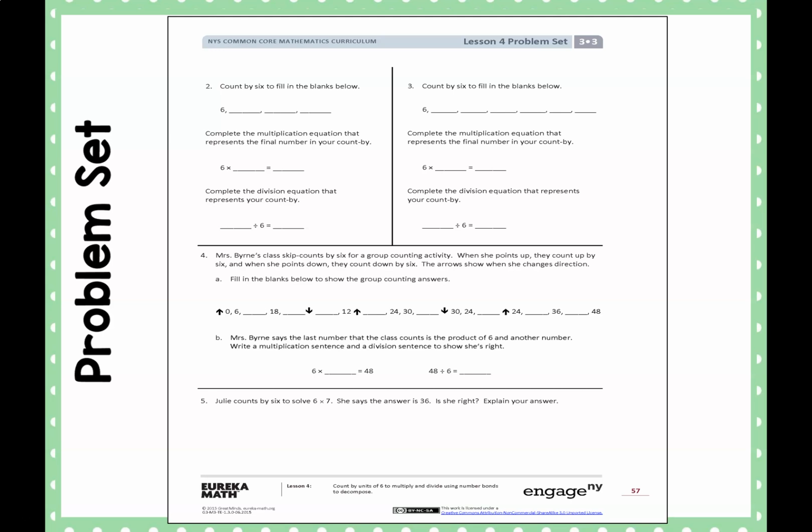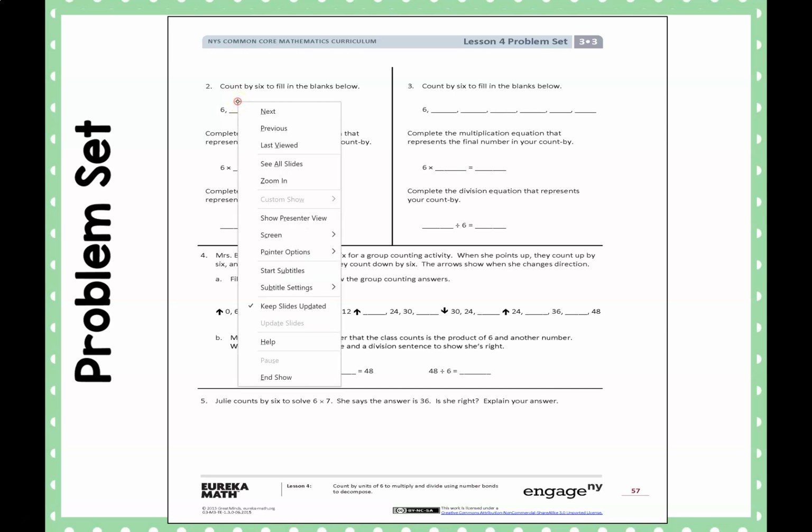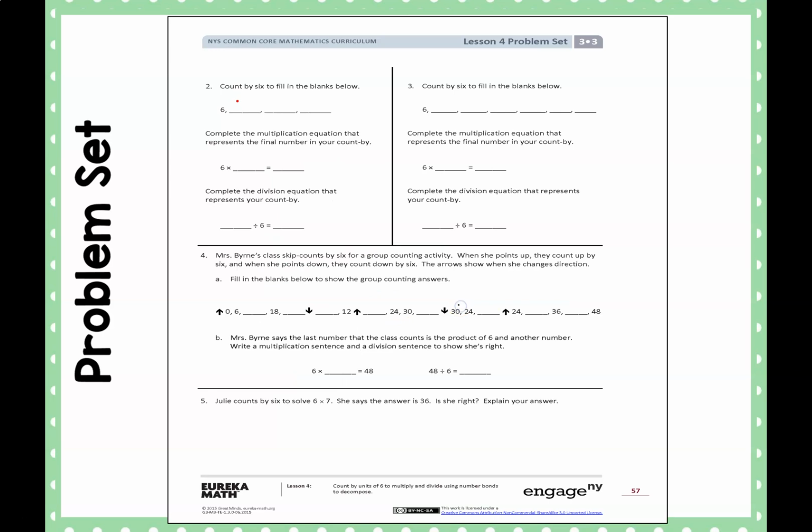Okay, so we have 6, 12, 18, 24. Another thing you can use is you can use your multiplication chart to help you, because on your multiplication chart it shows you your 6 skip count.